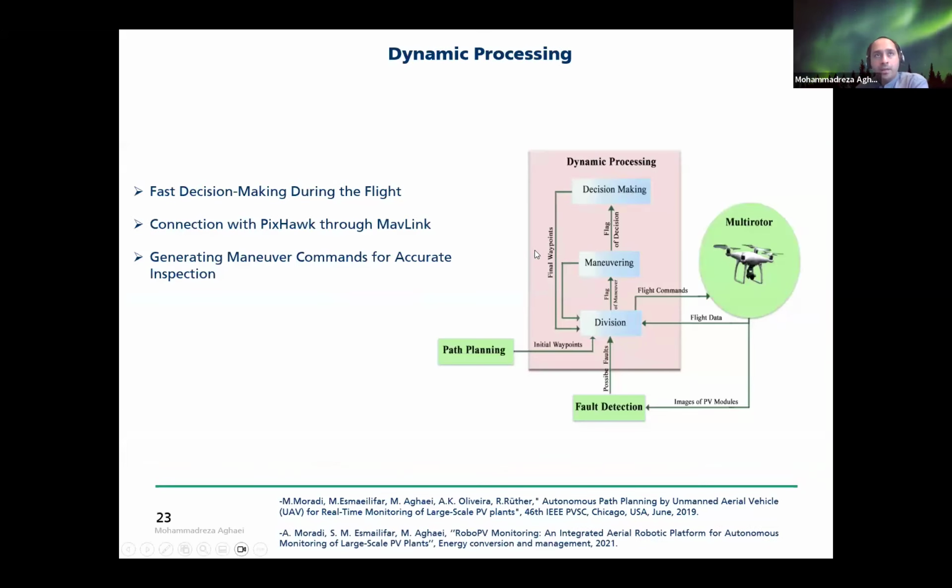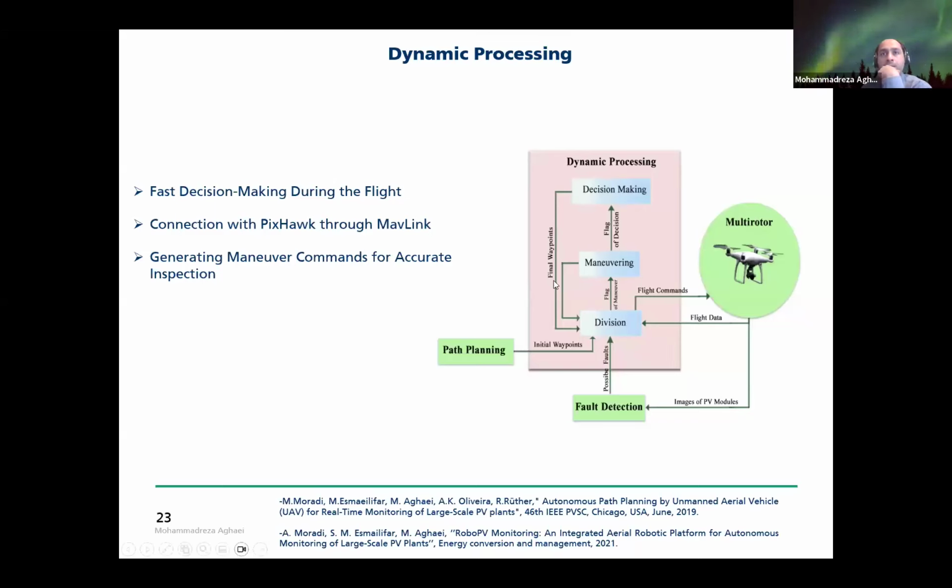Another unit is a dynamic processing unit. So we developed a dynamic path planning algorithm for autonomous maneuvering of the UAV during the aerial inspection. For this purpose, we access the flight computer of the UAV, interact with the onboard microprocessors on the UAV, and connect through API to the RoboPV.